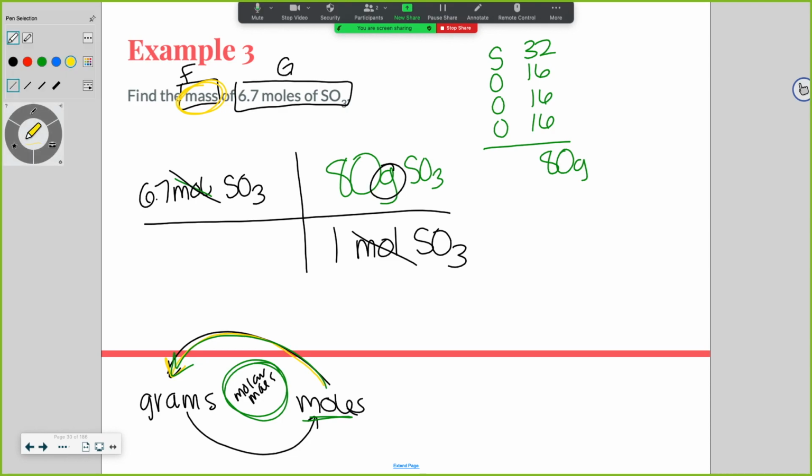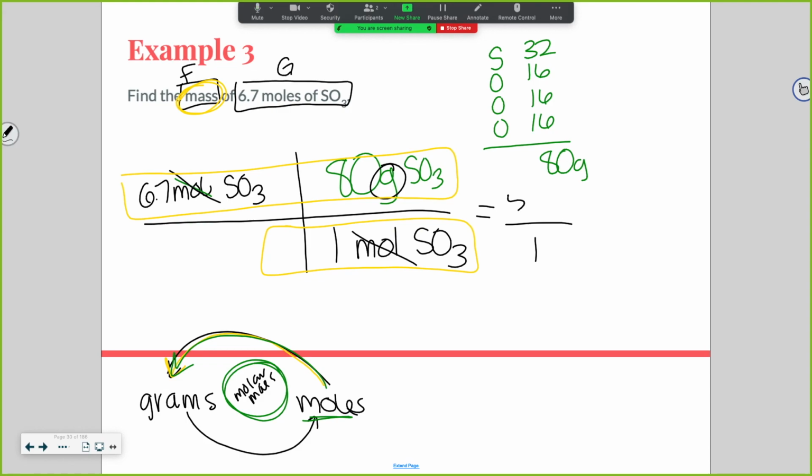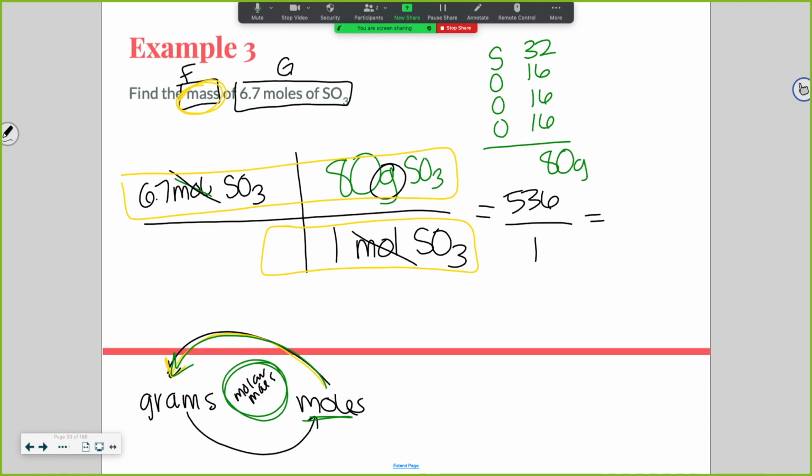So multiply across the top, multiply across the bottom, and divide. So you get divided by 1, and what's 80 times 6.7? 536. So 536 divided by 1 is 536 grams of SO3. So, in 6.7 moles, you would find 536 grams of SO3. Are we doing good? Yeah.